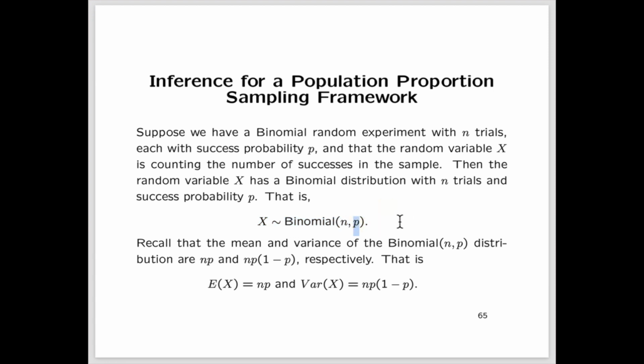Now you'll recall that the mean and the variance of the binomial distribution with n trials and success probability p are given by n times p and n times p times 1 minus p, respectively. In other words, the expected value, or the mean of the distribution of x, is n times p, and the variance of x is n times p times 1 minus p. All right?